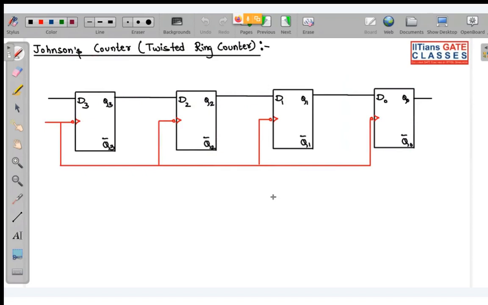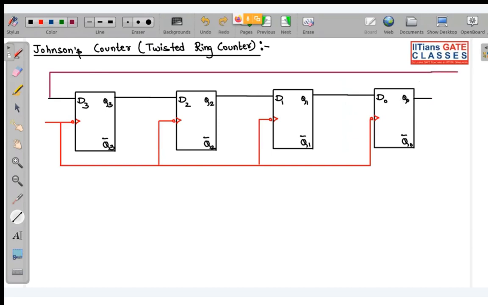So the next we have is the Johnson counter, or twisted ring counter. In the last case, in the normal ring counter, we were taking the feedback from the normal output. But in the twisted ring counter, we are going to take the feedback from the last complemented output. So this is also known as twisted ring counter or Johnson counter.